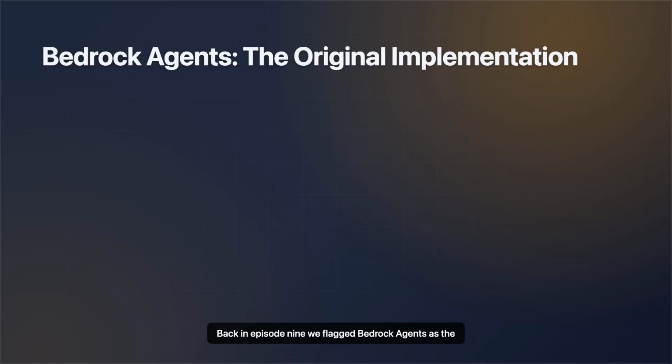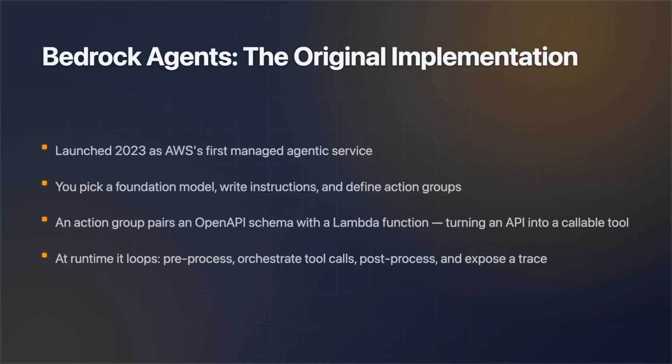Back in episode 9, we flagged Bedrock Agents as the block that lets the model do things. Here's how the original version worked. Launched in 2023, it was Amazon Web Services' first managed agentic service. You pick a foundation model, write the agent's instructions, and then define what it can do through action groups.